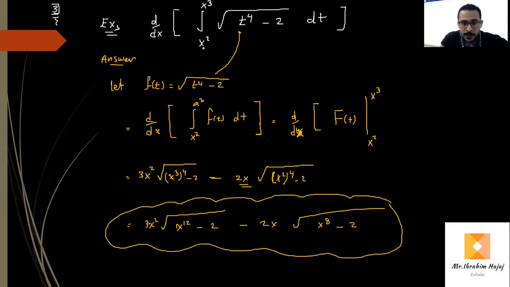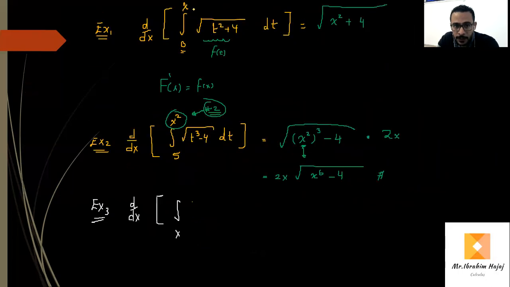So this is the third case, when you have variables at the top and bottom, and each one of them is not x. You have 3 cases. The first one is when it is 0 to x, that's normal, x instead of the upper limit. When it is only x squared, when it is cosine, when it is tan, when it is x cubed, x anything, we have to what?